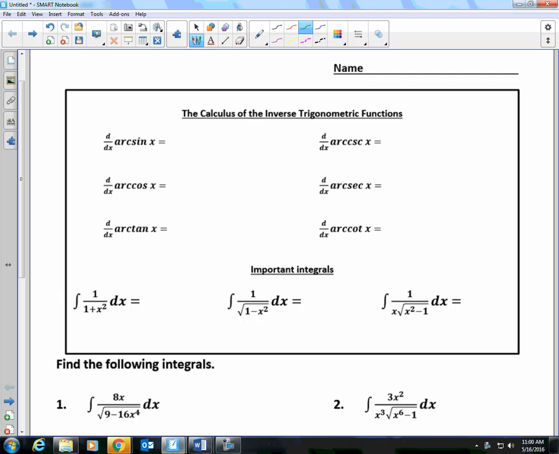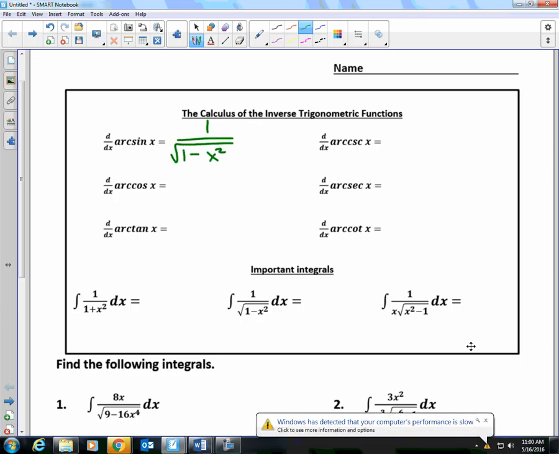The derivative of arc sine, maybe you remember, is 1 over the square root of 1 minus x squared. The derivative of arc cosine is negative 1 over the square root of 1 minus x squared. Without looking at your sheet, does anybody remember what the derivative of arc tan is? 1 over 1 plus x squared.